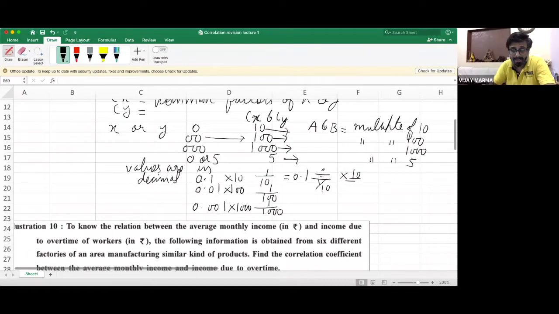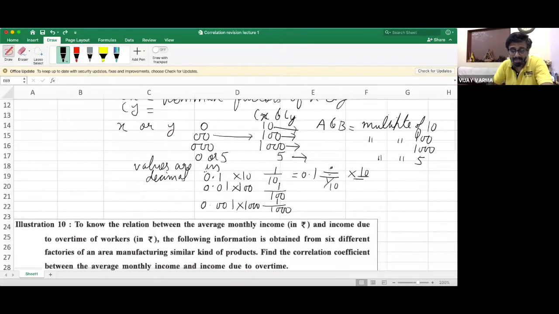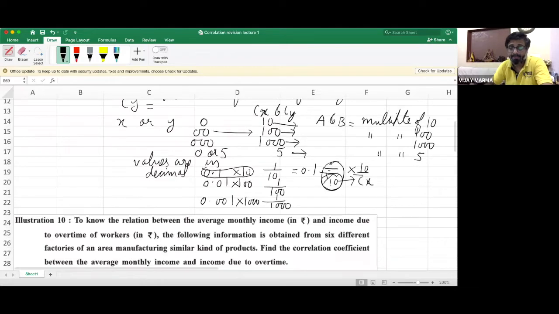All of you can see, if values are in single decimal, then to remove the decimal, we shall multiply with 10. Now multiplying with 10 means you are going to divide by 1 by 10. Since you are going to divide by 1 by 10, Cx would be equal to 1 by 10.